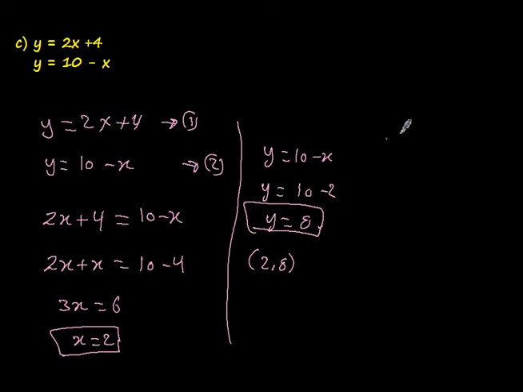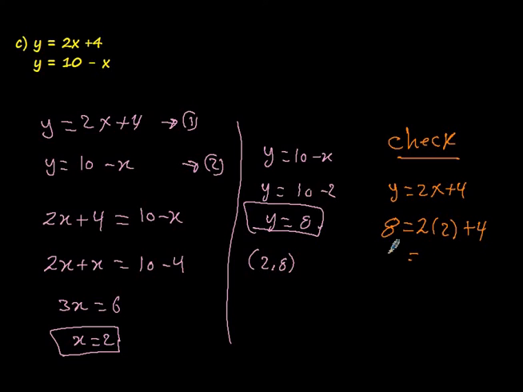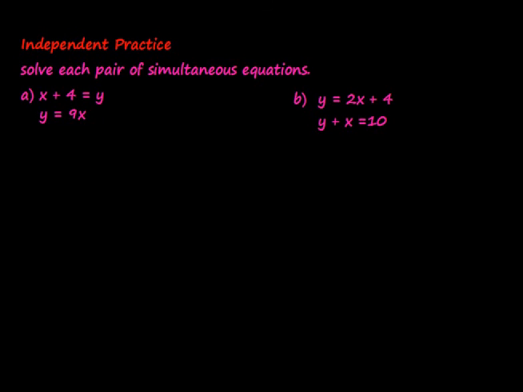But as we do every time, we need to check our answer. So, in the first equation, we are given that y equals 2x plus 4. Let's check whether our answer is correct or wrong. Here we have y to be 8. So, does it equal 2 multiplied by 2 plus 4? So, 8 equals 2 times 2, 4, plus 4 equals 8. And now guys, you are required to pause the video and solve these pairs of simultaneous equations on your own.